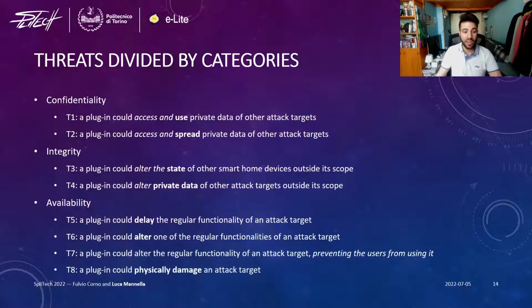Then we have that a plugin could alter the regular functionality of an attack target, preventing the user from using it. And this threat implies two different scenarios. In the first one, no one has control over the attack target, for instance, through a gateway resource saturation. And the other scenario is that there is a third party able to replace the user in controlling the attack target. Then, to conclude, T8 says that a plugin could physically damage an attack target, for example, through a repeated activation of a specific light until it burns out.